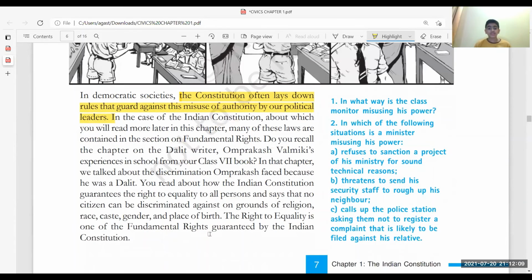So the right to equality is one of the fundamental rights guaranteed by the Indian constitution. It particularly means no one should be discriminated against on the grounds of creed, caste, gender, religion, region, race, and place of birth.